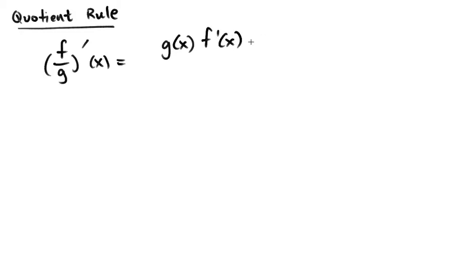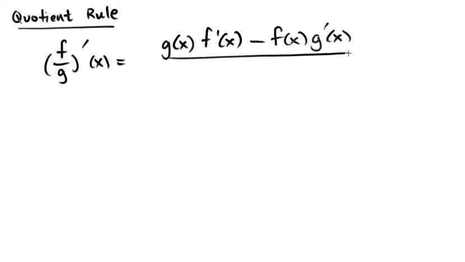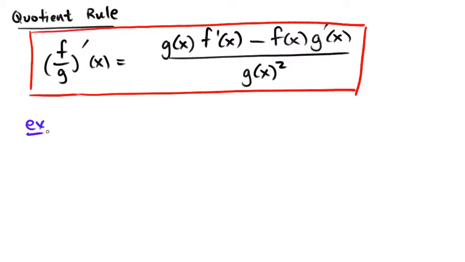Another rule is the quotient rule. So if you have division of two functions and you're trying to take the derivative with respect to x, you get g of x times the derivative of f, minus f of x times the derivative of the g function, all divided by g of x squared. This is a much more complicated formula to remember. Take a look at an example of this.